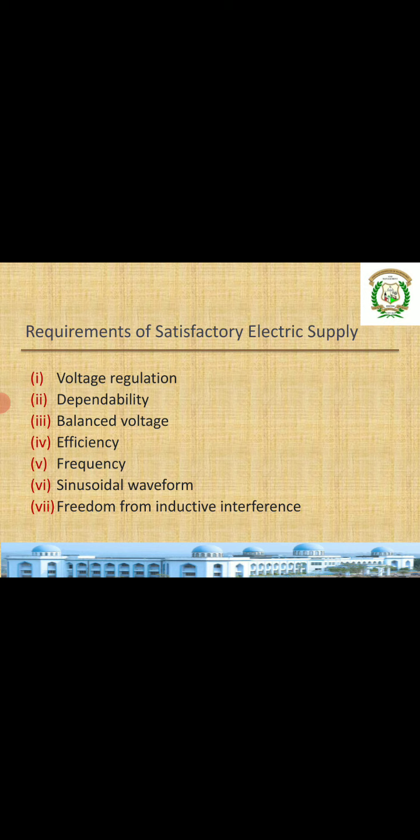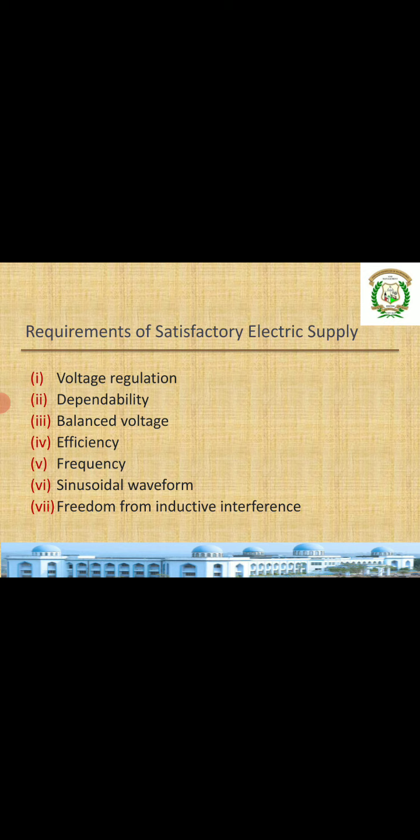And freedom from inductive interferences. Power lines running parallel with telephone lines produce electrostatic and electromagnetic field disturbances, which distort the main electricity sine waves. So it should not be disturbed. There will be noises in the system, so it should not have any inductive interferences from telephone lines or other lines. That's the requirement of a satisfactory electric supply system.